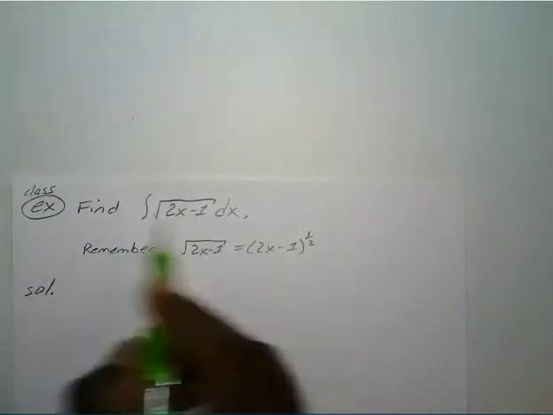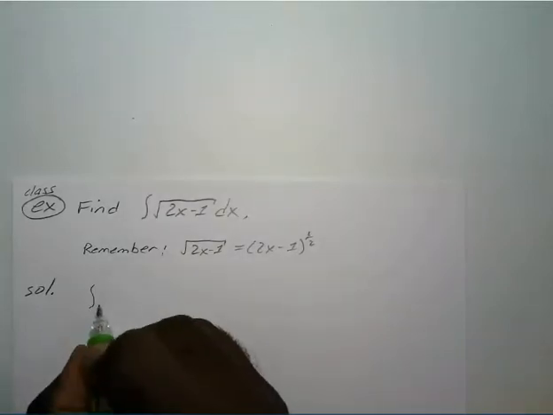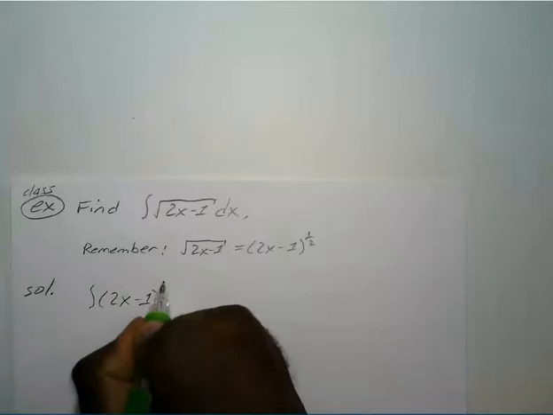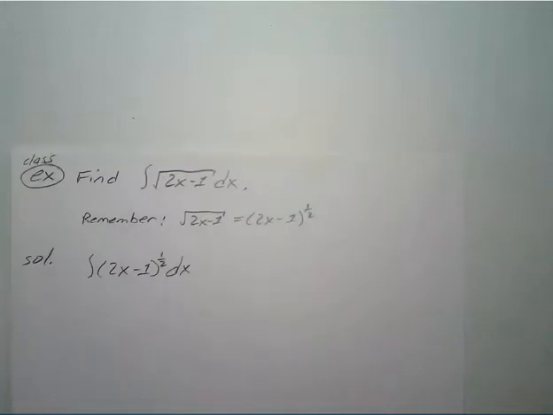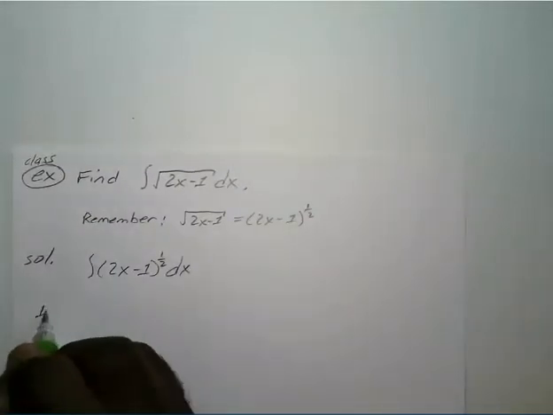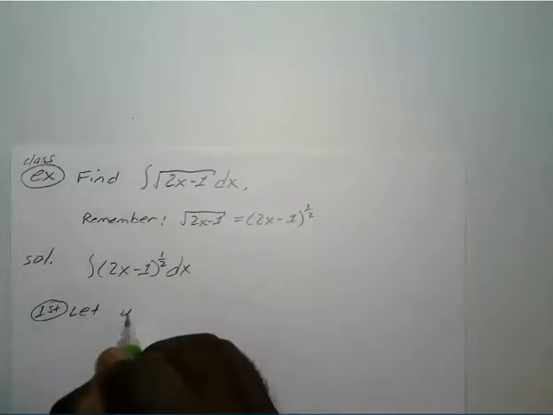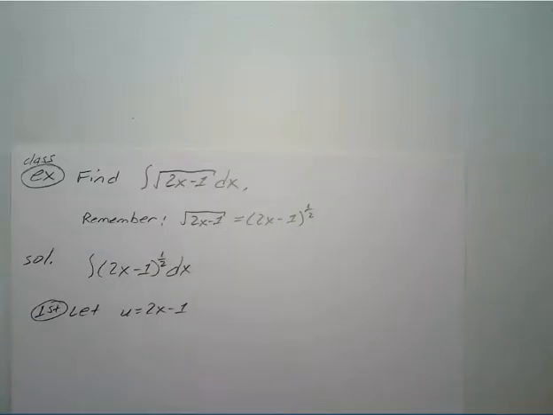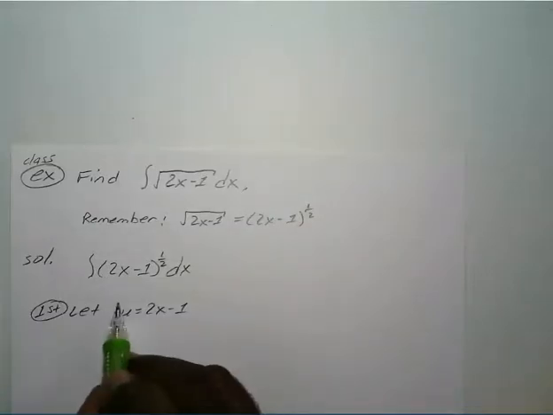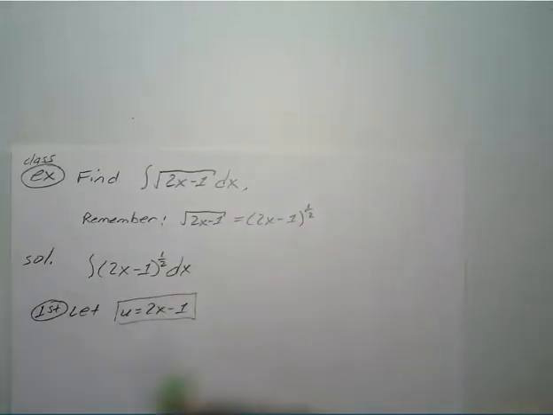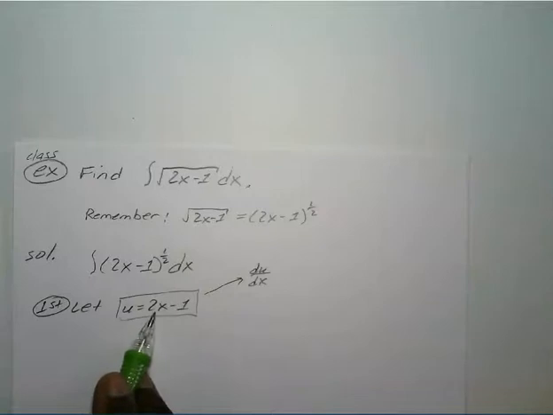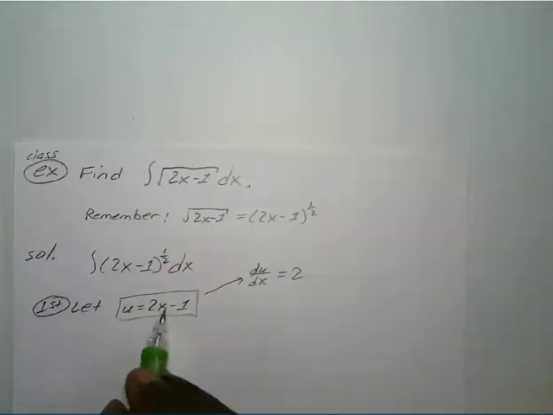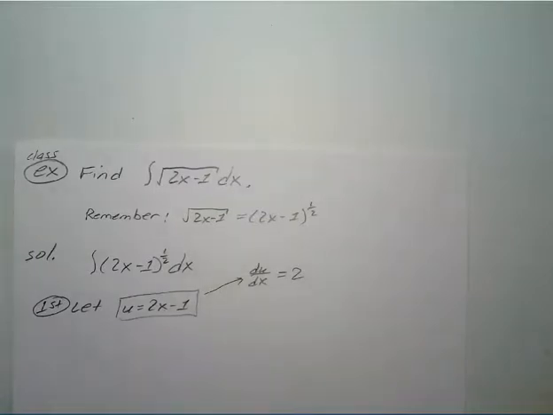All right, so I'm just going to go ahead and rewrite this as the integral of 2x minus 1 to the 1/2 power dx, so just removing the square root symbol. Okay, so our first step, what if we let u equal 2x minus 1? Okay, well, we're going to need that, so we're going to go ahead and put a little square over it. Then that means that the derivative of u with respect to x is equal to 2. Derivative of 2x is just 2, and the derivative of a constant is just 0, so that disappears.